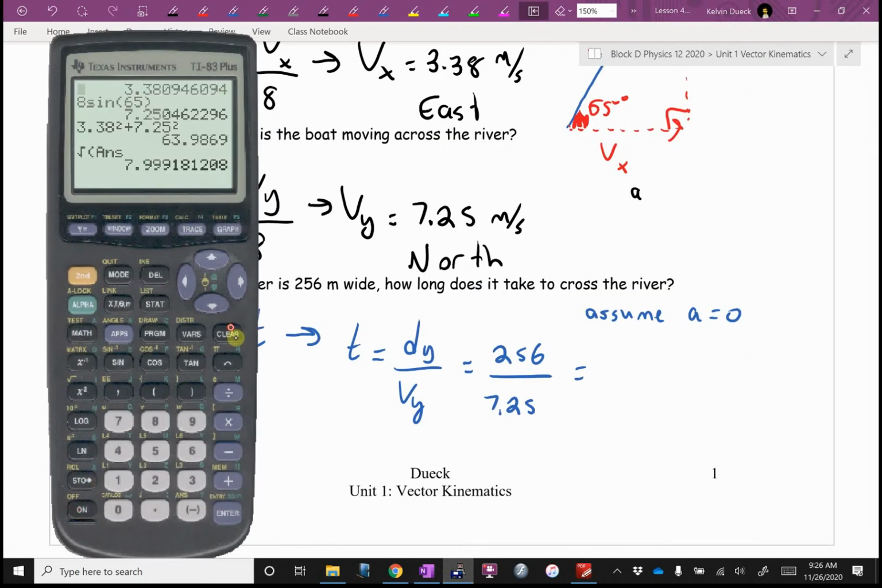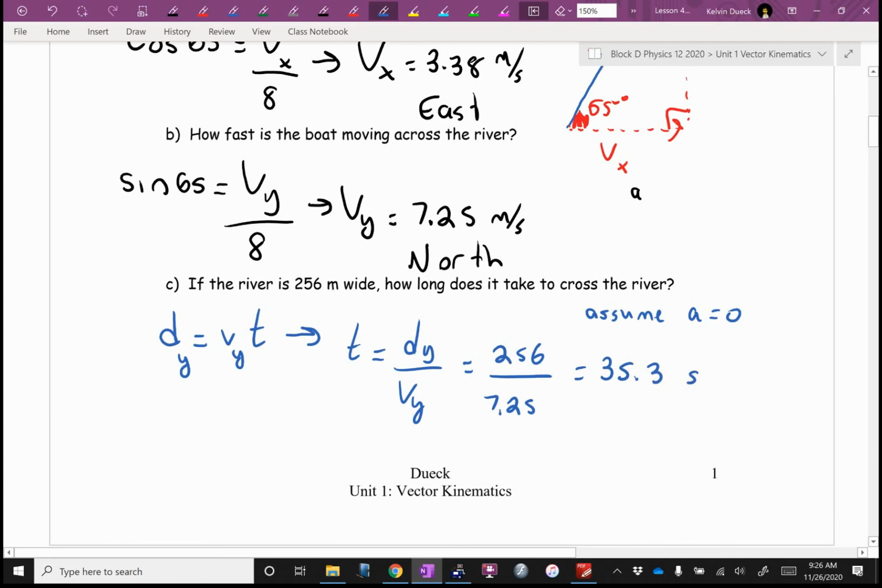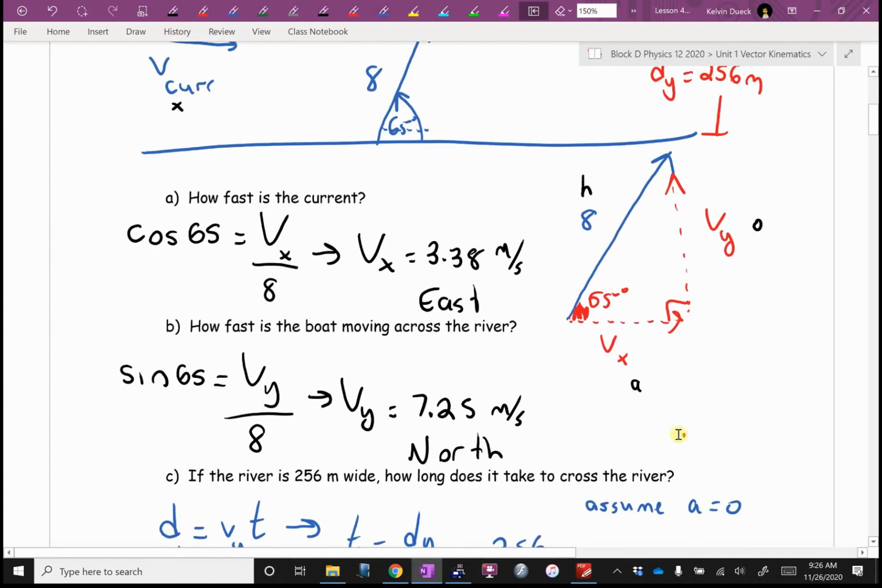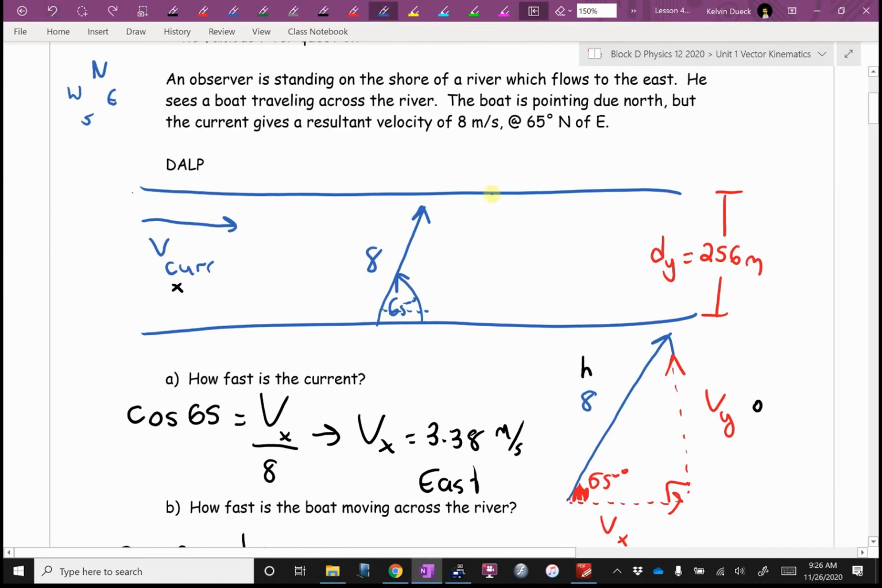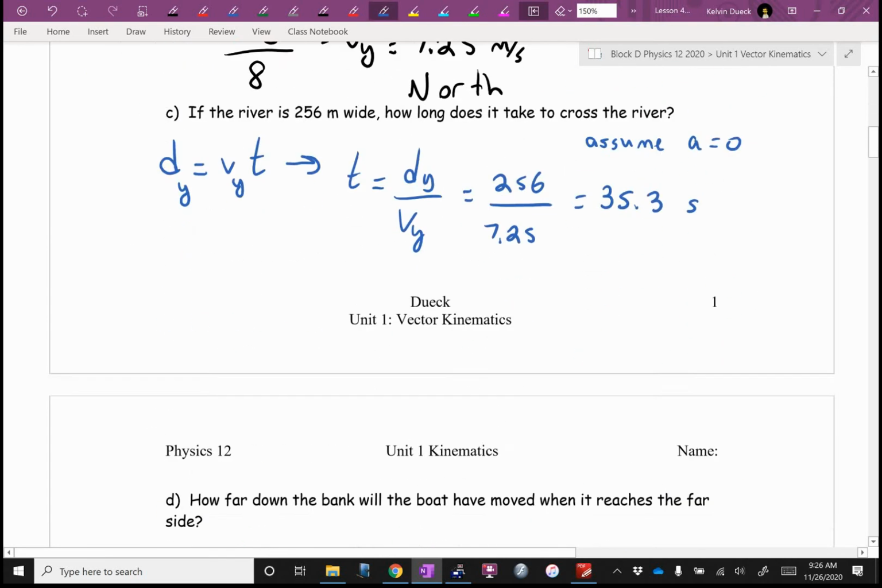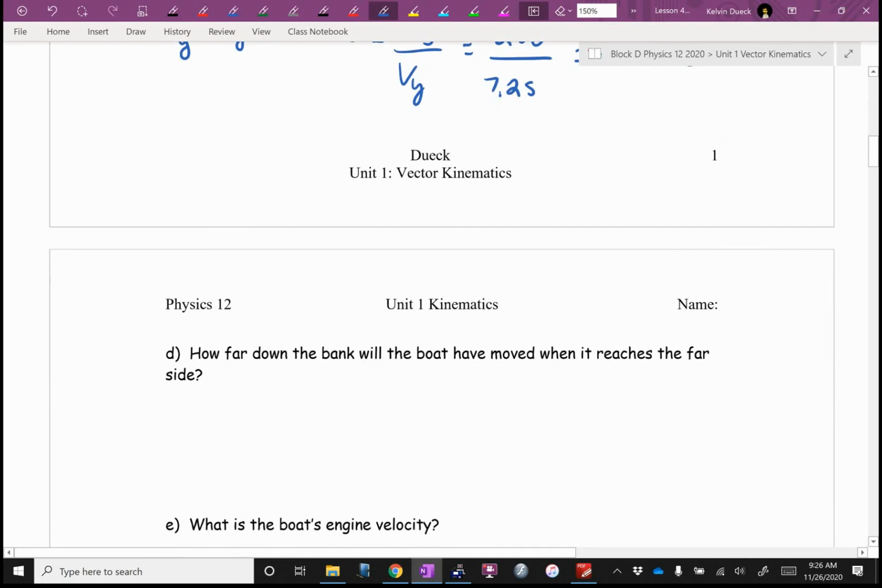How many seconds will it take you to get across? You get 35.3? Okay. Now, that's the boat moving straight across. At the same time, Carter, it is getting pushed sideways, so it's not going to end up straight across the river. It's not going to end up right here. It's going to drift. It's going to end up down here somewhere. How far? I think that's the next question, isn't it? How far down the bank will the boat have moved?